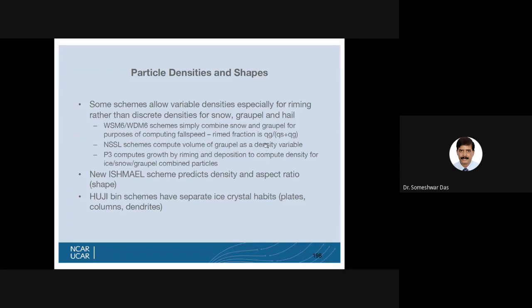Rime fraction is QG divided by QS plus QG. So it is the mixing ratio of graupel divided by the sum of the graupel and snow mixing ratios.